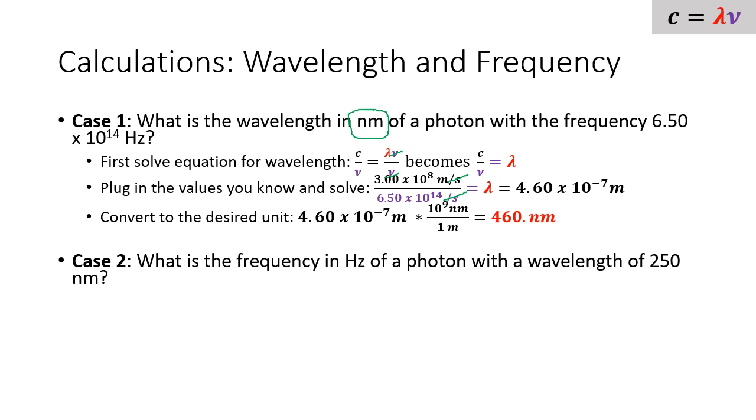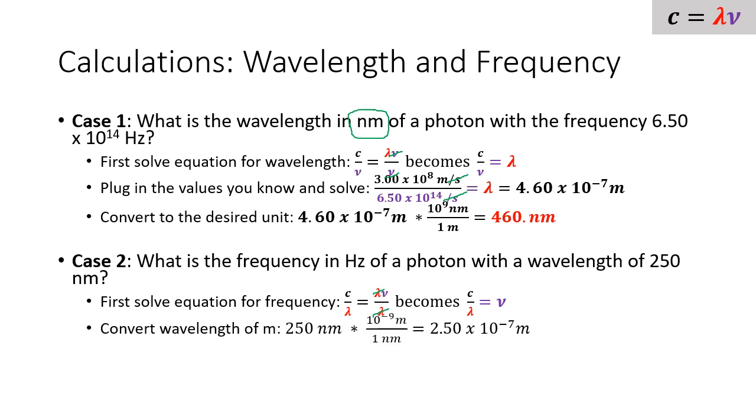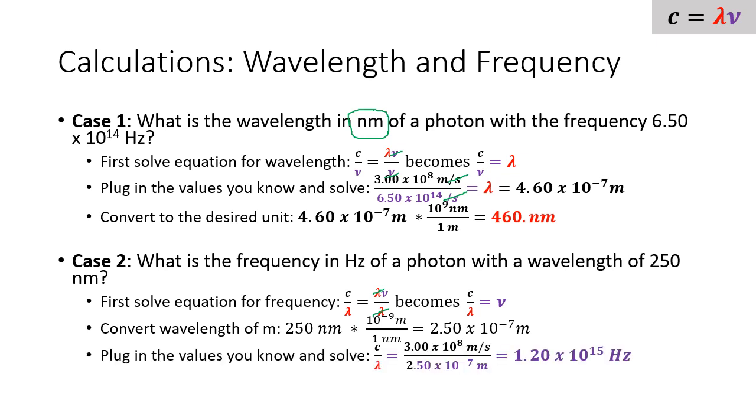So case 2, what is the frequency in hertz of a photon with a wavelength of 250 nanometers? So the first thing we're going to have to do is figure out what's going on in our equation. In this case, we're trying to isolate nu, and so we divide both sides by lambda, which makes lambda cancel out, and we end up with c over lambda is equal to nu. Then we're going to plug things in, but we can't plug them in right away because c is in meters per second, but our distance is in nanometers. So we convert from nanometers to meters, and then we plug it in. Okay, in this case, we cancel out meters, and we end up with per second, which is a hertz.